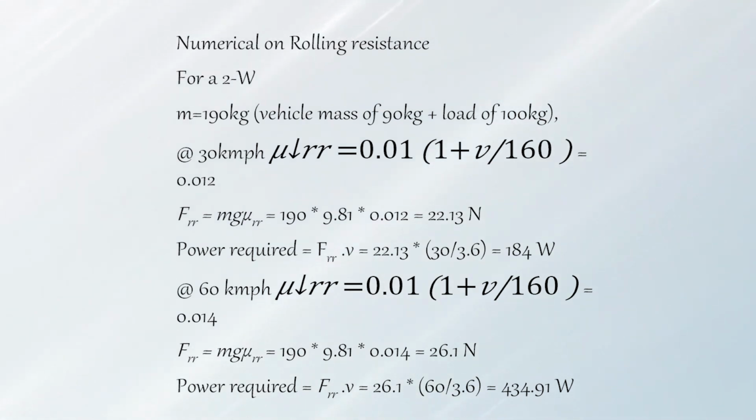If this value is substituted in m g mu r r, we need to consider the mass of the vehicle. I have considered the vehicle mass to be 90 kg plus a 100 kg load on the vehicle, whether it is a 50 kg person or a 250 kg person or whatever, a 100 kg load is on the vehicle. In that case, m is 100, the load, plus 90, the mass of the vehicle. So, in total it is 190 kg. So, m into g into mu r r is 190 into 9.81 into 0.012, which results in 22.13 Newton.